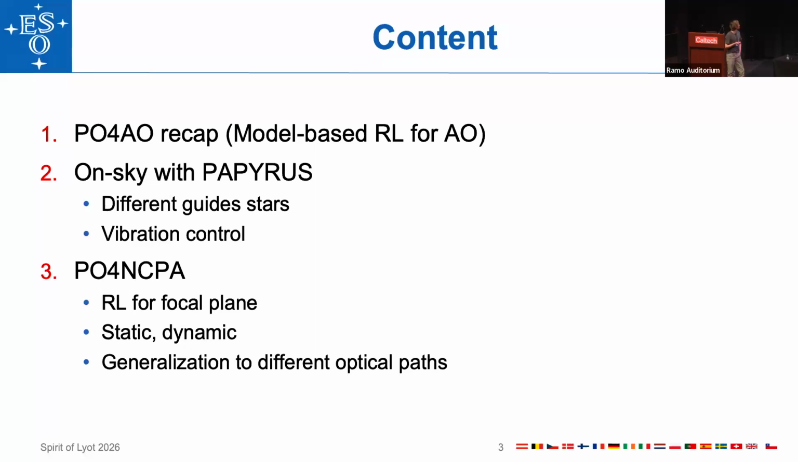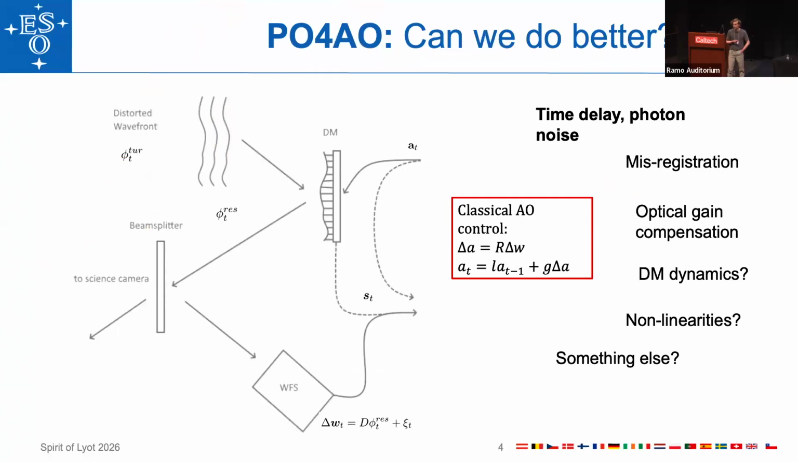So yeah, today I'm going to talk about a few things. Wavefront control with adaptive optics with PO4AO, and on-sky testing with that, and then focal plane wavefront control with similar ideas. So yeah, this is the basic AO control loop here. So we have a wavefront, DM, beam splitter to the science arm, and then the wavefront sensor. And typically this is controlled with integrator control, which is nice and robust for many applications. But when we push the contrast down, we start to see these error terms. Most prominently, we see this time delay and the photon noise projected to the deformable mirror.